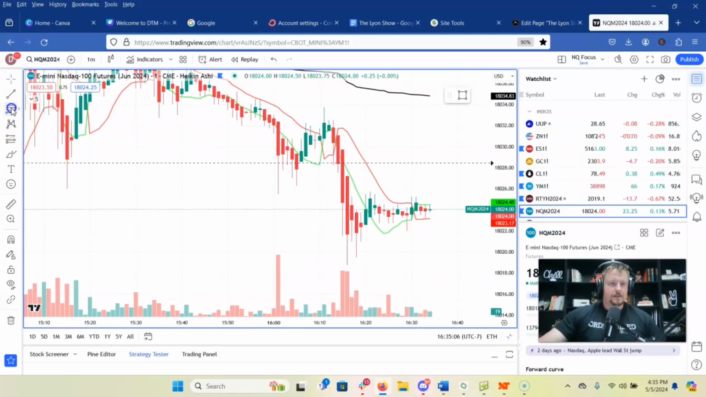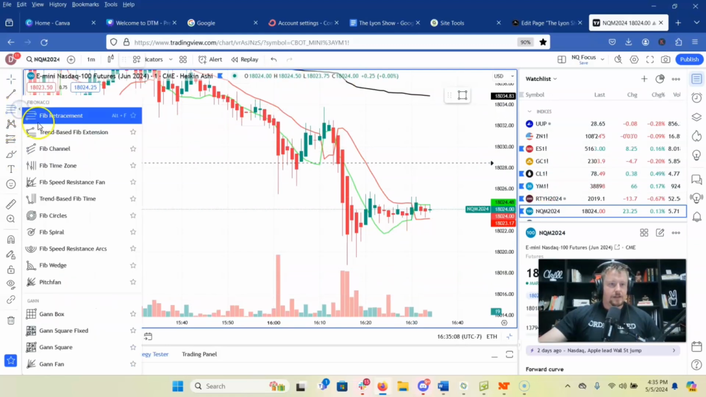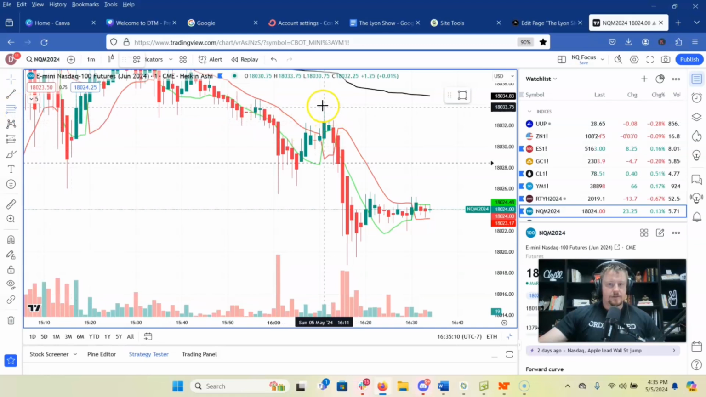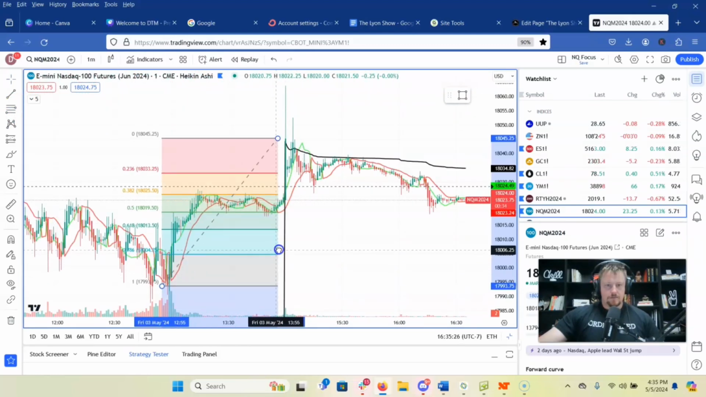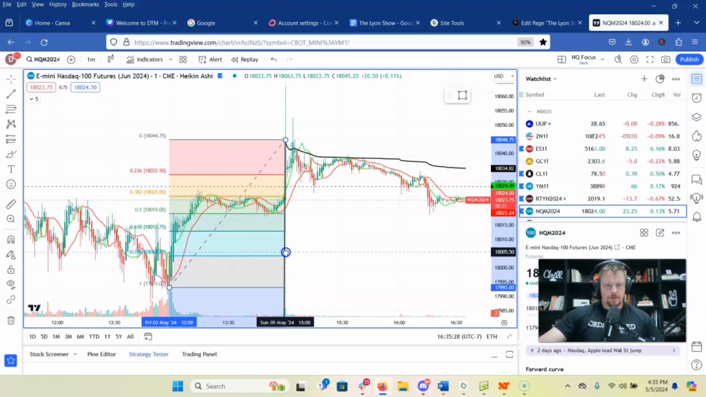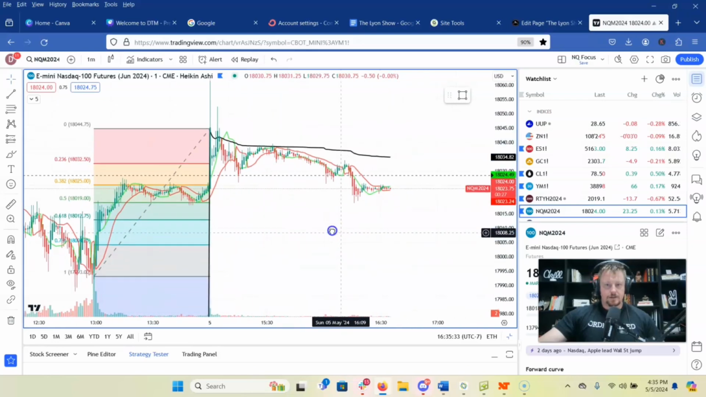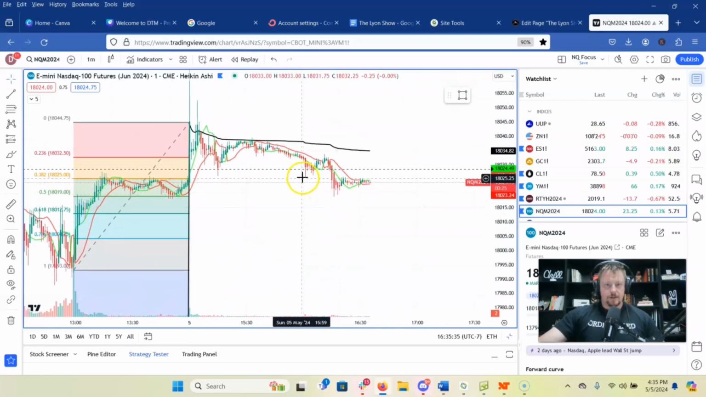You can draw lines. The other thing I like to use on TradingView is the Fibonacci retracements. That's the most recent big move. So let's see if we can get it right there. You basically want to go from the lowest point to the highest point, and then you can start to see where we're at in the Fibonacci sequence.